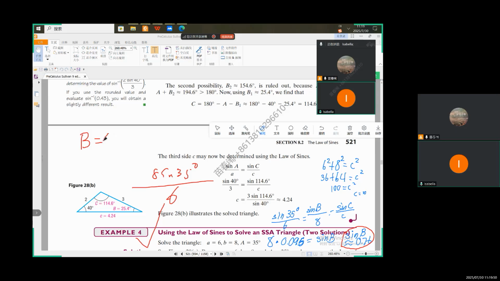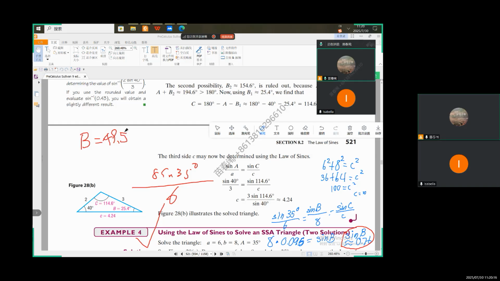Okay, that's approximate. B is approximately 0.86 radians. Do you want it in degrees or? Yeah, probably in degrees. Okay, it's 49.46 degrees. 49.5 or something. It was 49.5.